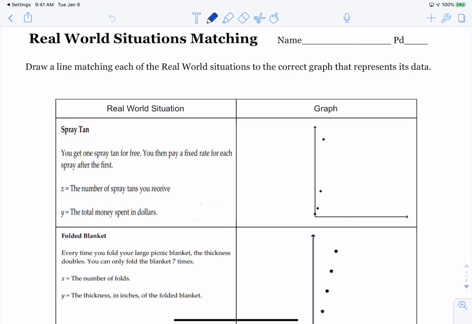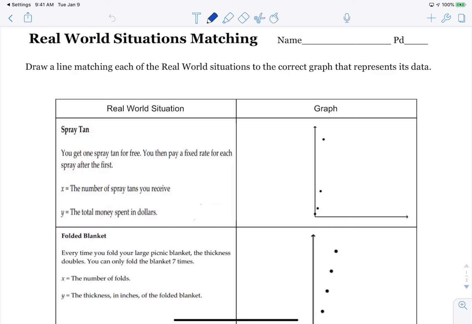All right, so this is the real world situations matching. If you haven't got this worksheet yet, go ahead and pause and make sure you go to the towers and grab it. All right, so for green, I'm going to go through a couple examples. You're going to have them filled out, the examples, and then you're going to go to a station to complete it and turn it into the tray after.